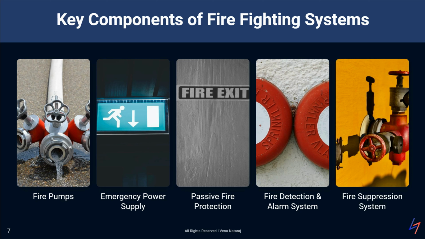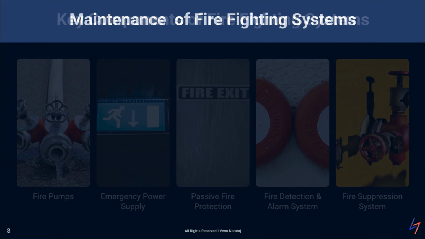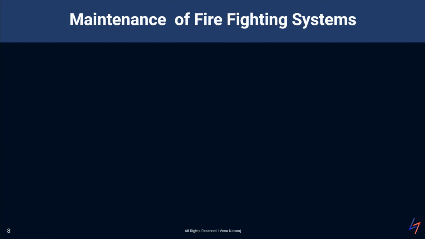Finally, the fire suppression systems. This is done through usage of water, foam, or chemicals to control and extinguish fires. Each component plays a vital role in the overall effectiveness of the firefighting system. Maintenance of firefighting systems.